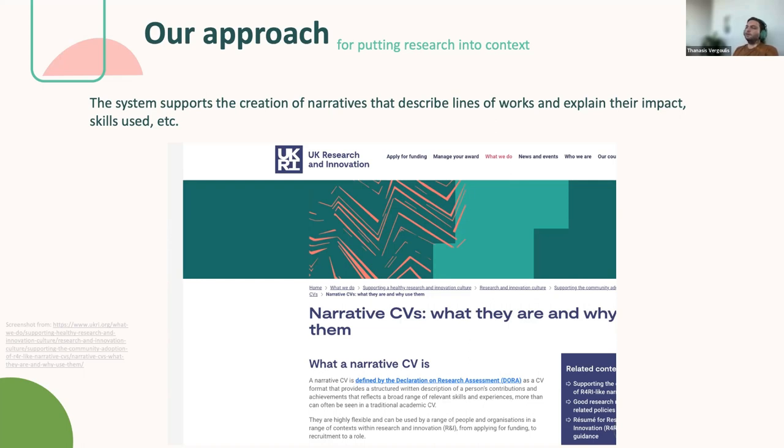And this is also a work in progress in the context of the Graspos project. We are trying to extend these functionalities in a way that we support some well-known templates for narrative CVs, and we can facilitate the creation of narratives based on these templates in our platform directly.